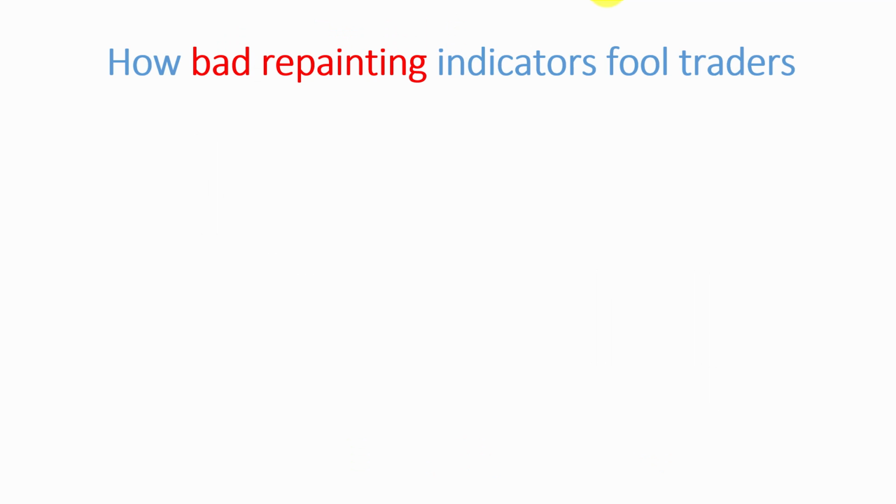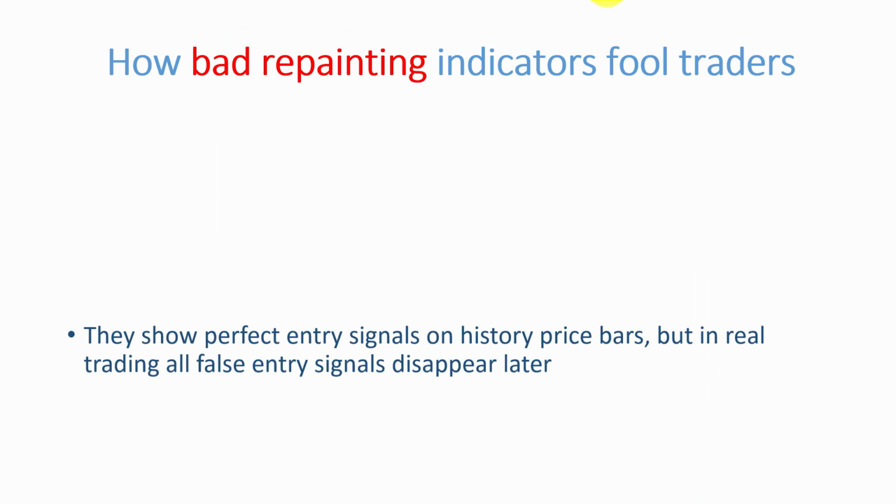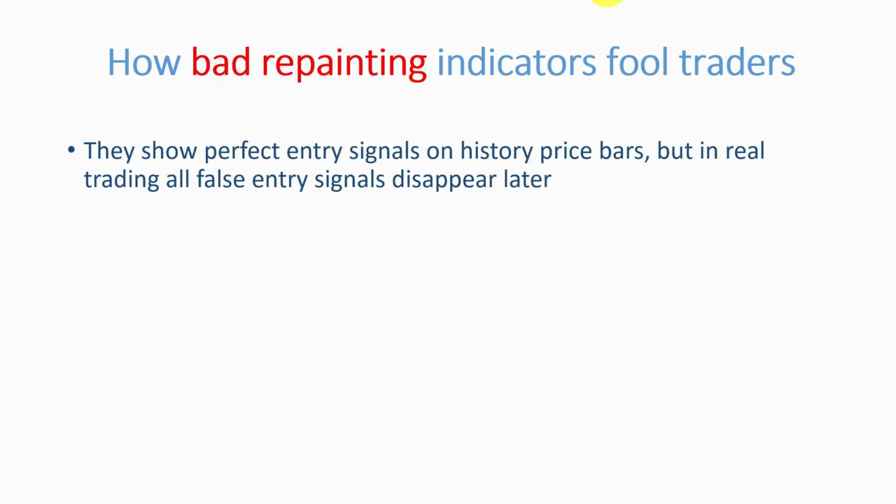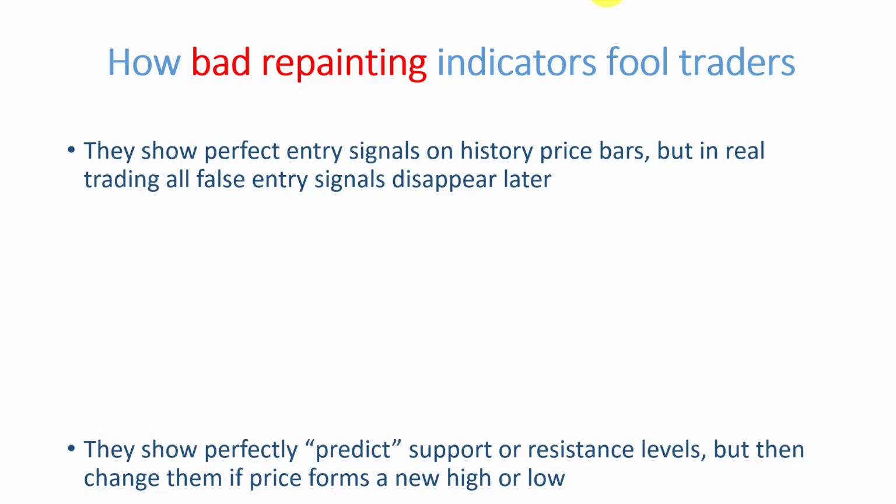Now, how do bad repainting indicators fool traders? The first thing is that bad indicators will show perfect entry signals on historical price bars, but in real trading, all false entry signals disappear later. Just like you saw in my presentation a moment ago on my MetaTrader, when those red and green arrows disappear when the indicator sees that it was a false entry signal.